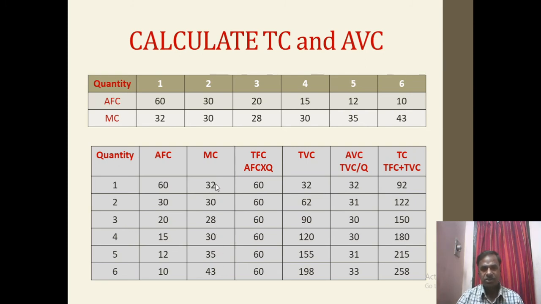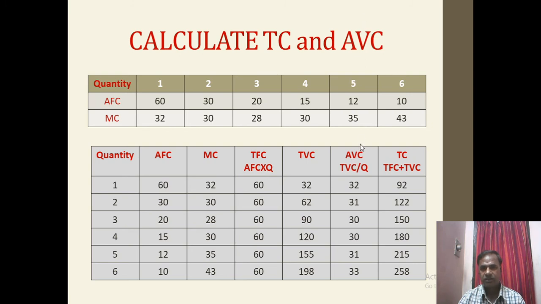You add MCs, you will get TVC. 32, 32 plus 30, 62. 62 plus 28, 90. 90 plus 30, 120. If you add MCs, you will get TVC.